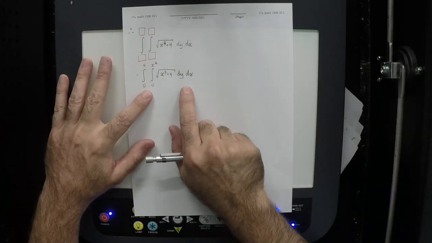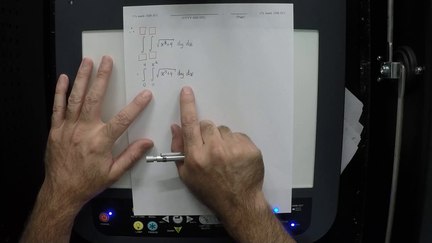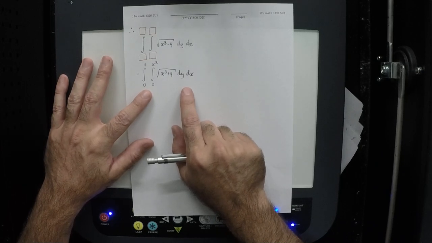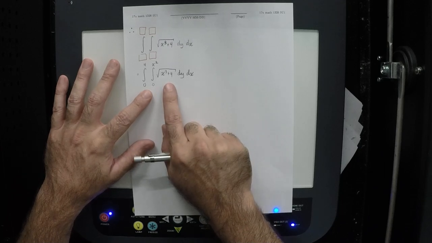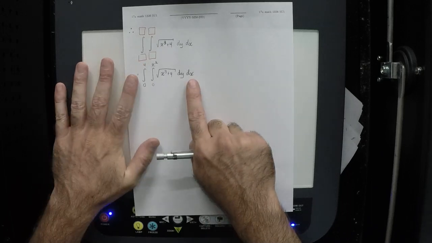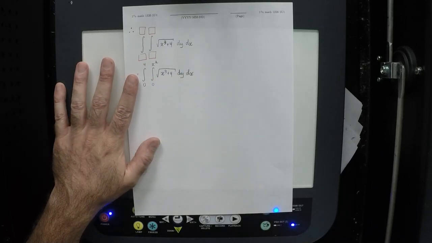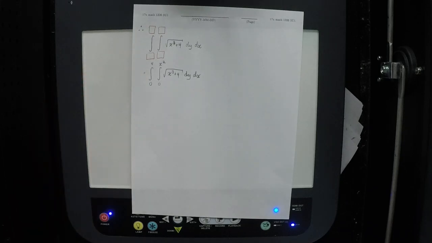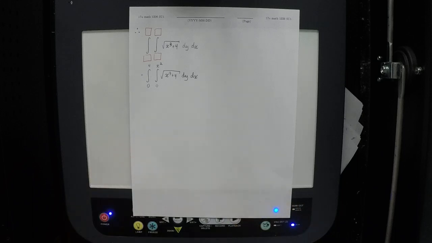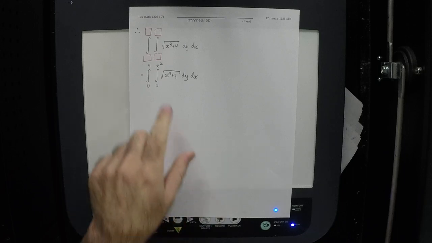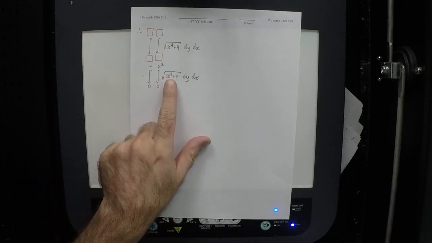So from here, now that we've switched the order of integration, the question is, was that worth it? The question becomes, can we proceed? Can you tell me, what is the antiderivative of square root of x cubed plus 4 dy? It's easier than you think. It's square root of x cubed plus 4 times y.